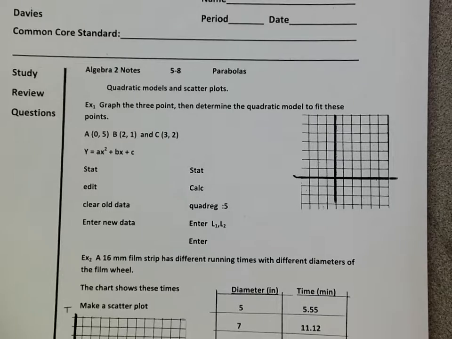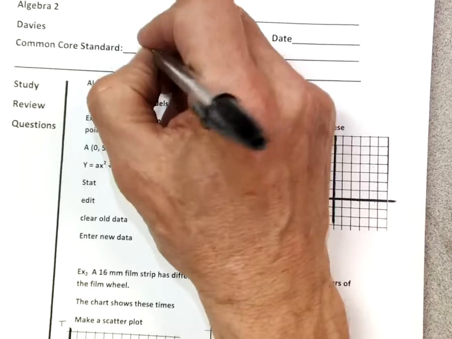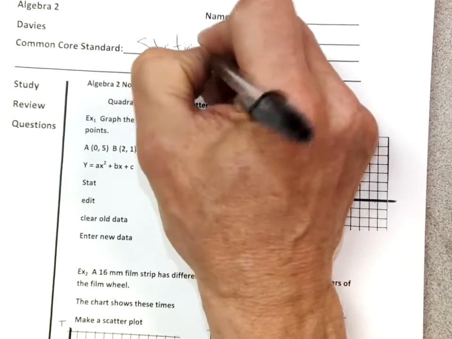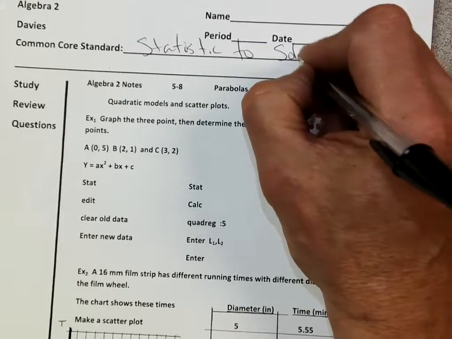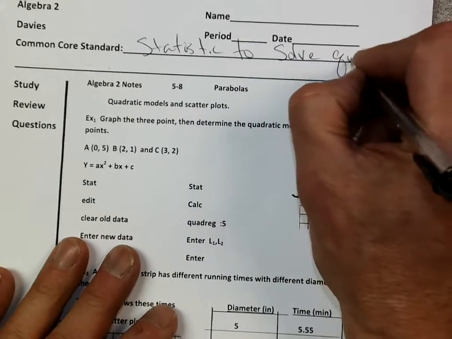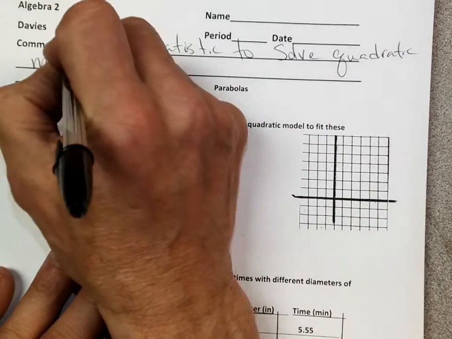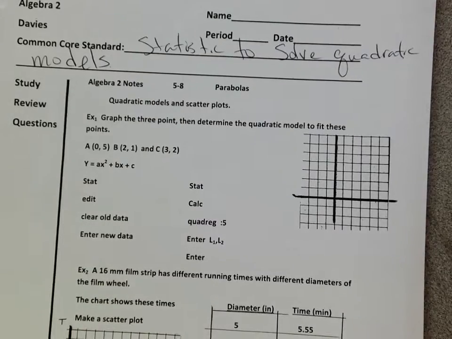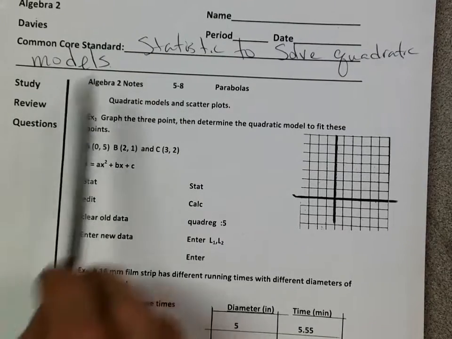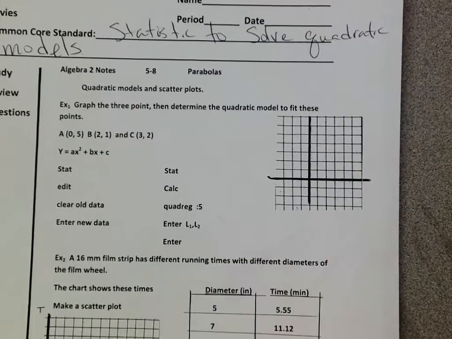So today, the Common Core standard is that we're going to be using statistics to solve quadratic models. What does that mean? Well, we're going to do the dot-to-dot scatter plot thing. That's our statistics. And then quadratics are parabolas. So we're going to come up with parabolas, okay? But we're going to let the calculator do it for us, all right?